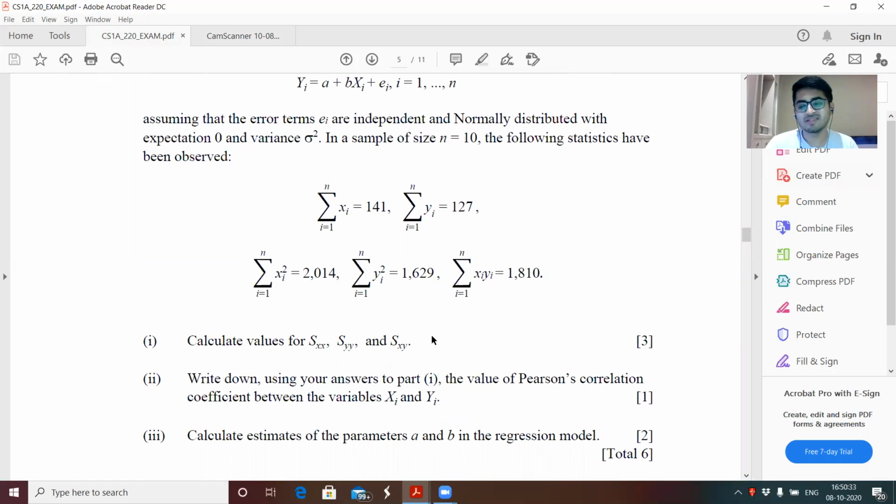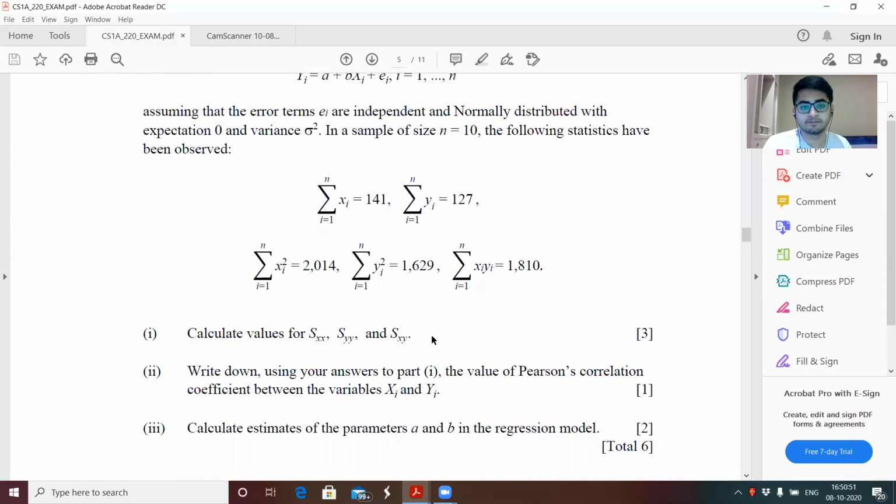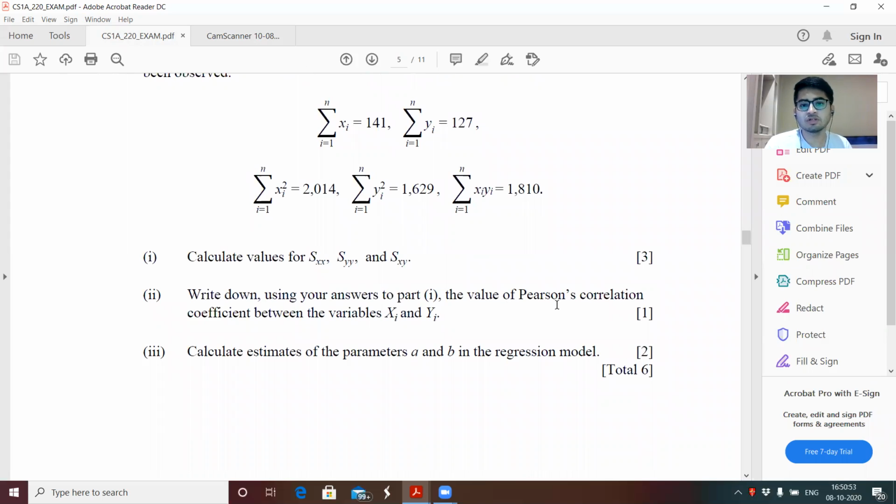And this is something which we expect that well-prepared students will remember by default. So one doesn't necessarily need to refer to any tables or material, as this would consume some time. But yeah, if you're not sure about it, it's always better to refer to materials wherein the exact formula is given. Part 2 was finding the Pearson's correlation coefficient, and part 3 was estimating A and B.